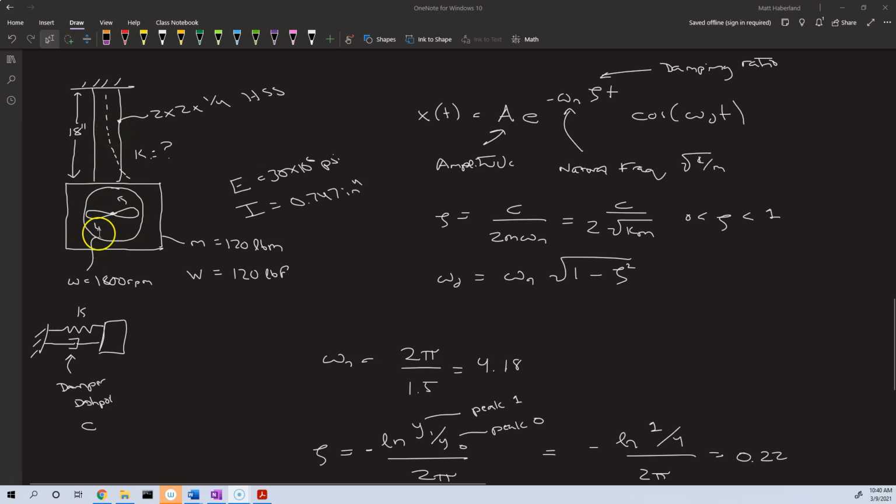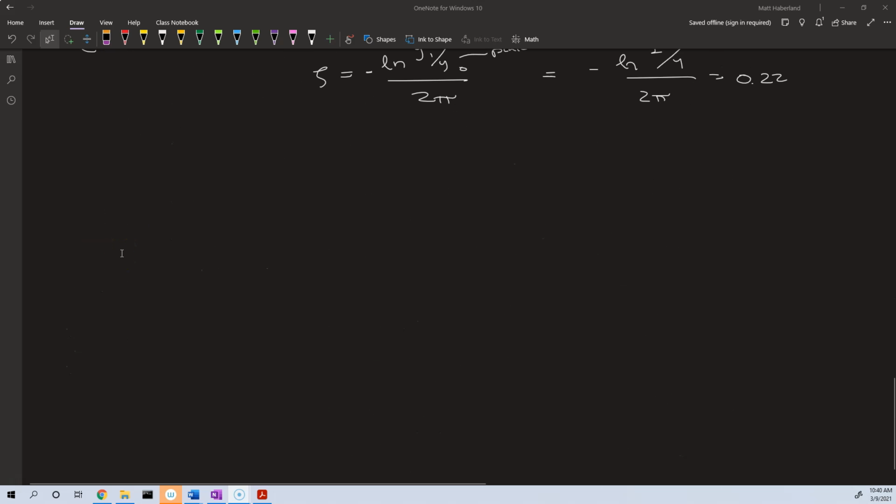So we attach this mass to it, we measure the response. We started out at a known position, place it a certain amount, and we watch it oscillate. We displace it initially. Here's our displacement. We'll say that's x, and here's time. And it looks something like this.